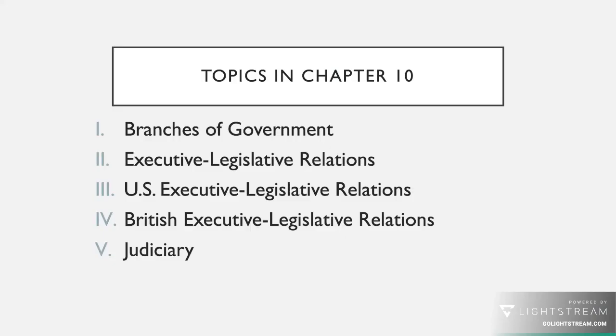So the overall theme of this chapter is this first topic, the branches of government. And the three branches are executive, legislative, and the judicial. The executive and legislative branches tend to be certainly two of the most important of the three, if not the two most. And their relations are some of the most complex in governments. So the bulk of the chapter concerns relations between those two branches.